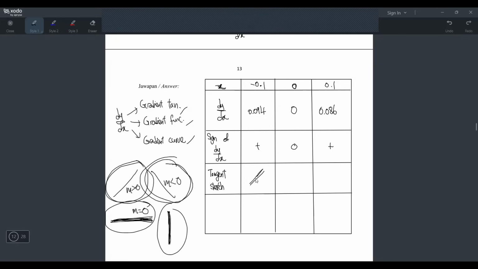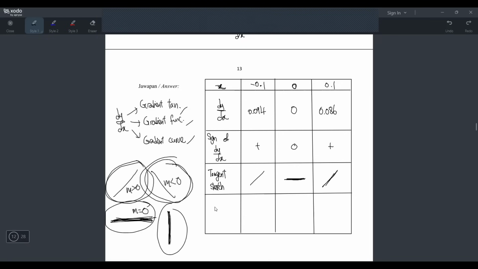So the tangent sketching for this one will be going up because the gradient is positive. dy by dx means gradient. I've said it many times. So if the sign is positive, the gradient is like this, right? Then what if dy by dx is 0? It means your gradient tangent is 0. So if your gradient tangent is 0, it is like this, right? And then the last one, when your dy by dx is positive, your line is like this, right?